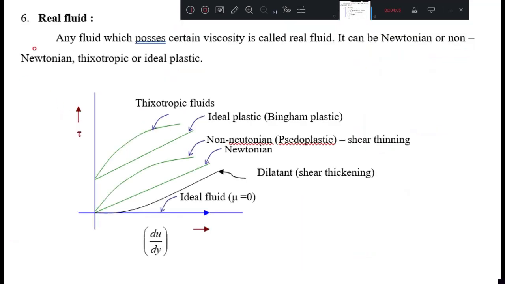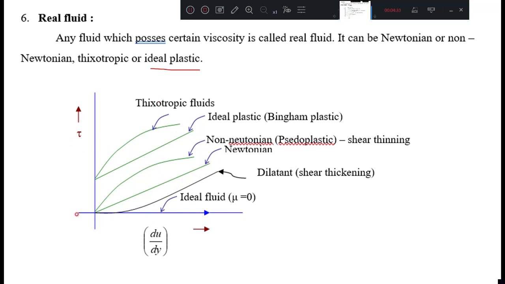Now the real fluid. Any fluid which possesses a certain viscosity is called a real fluid. It can be Newtonian or non-Newtonian, thixotropic or ideal plastic. All of these are called real fluids.